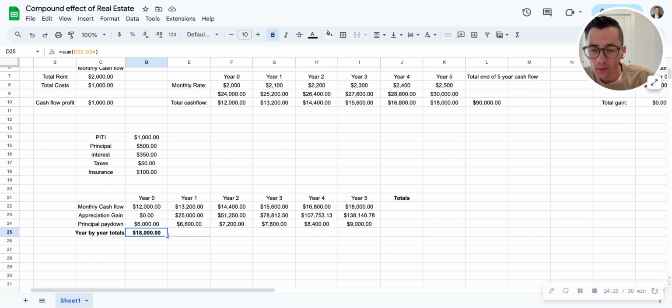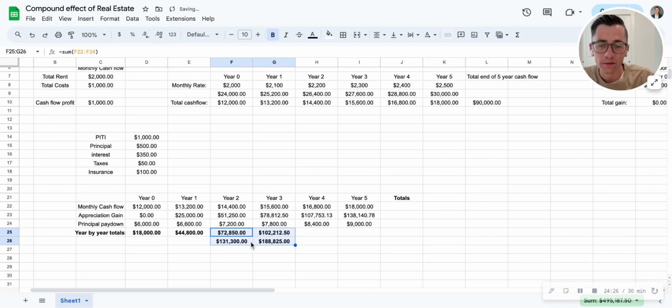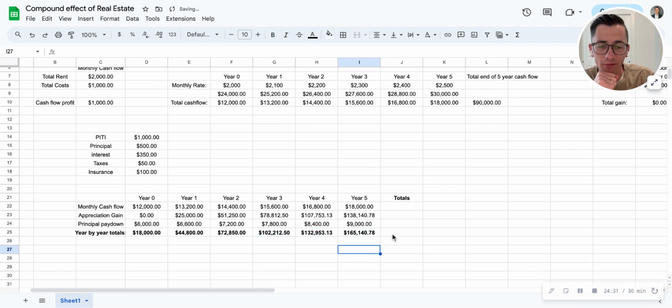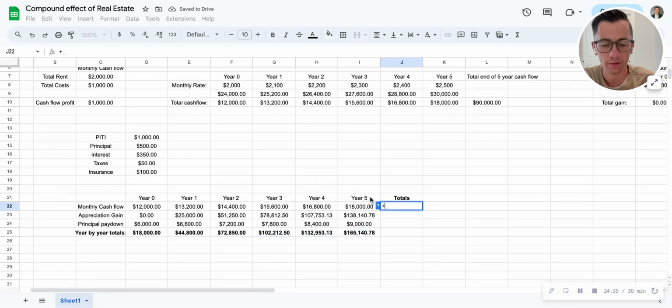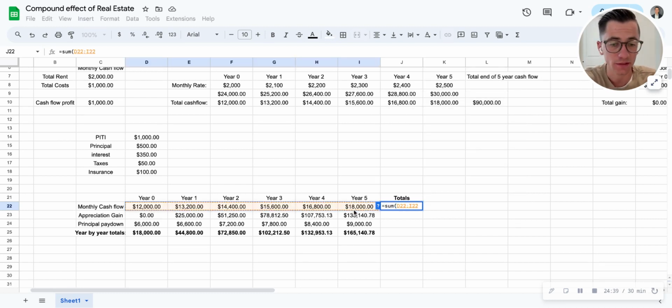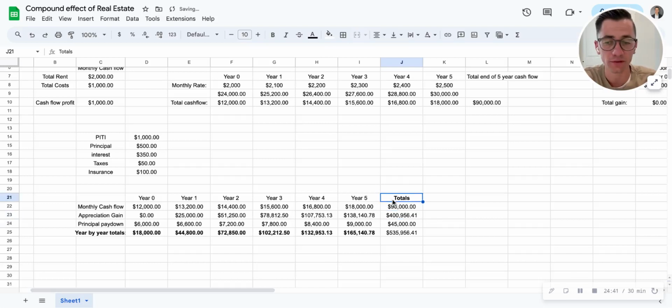Okay. So then we'll go through year 1, 48, year 2, 72, year 3, 100, and then year 4 and year 5. Boom. Okay. So the totals from each of those, really quickly. This is the total of 5 years. So this is your 5-year total. Okay, sweet. So there we go.